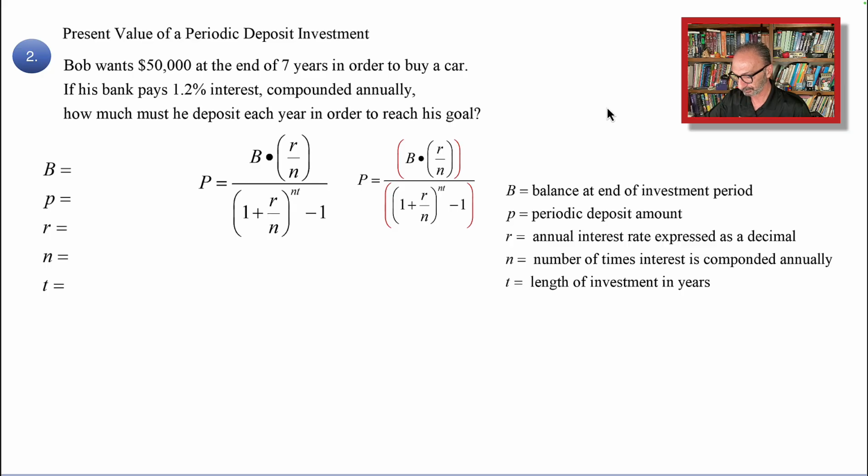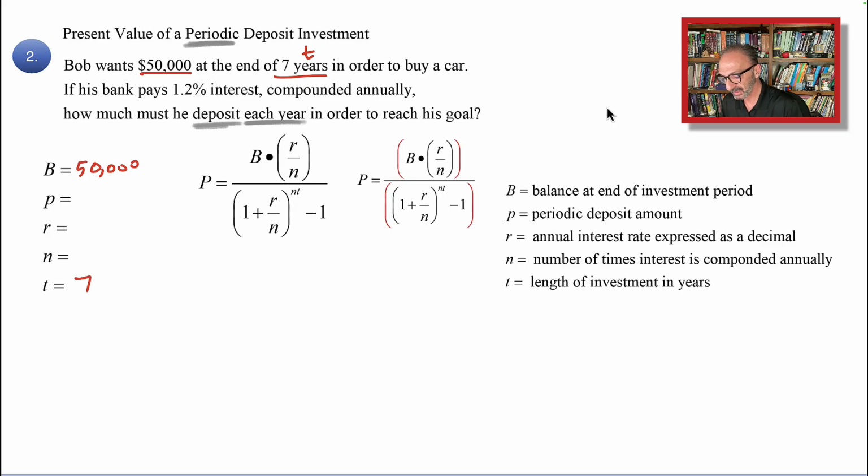Number two, present value of a periodic deposit investment. So we do have it as periodic, and that is deposit each year. Bob wants $50,000 at the end, so we have $50,000 as the balance, of 7 years, that's T, 7 years, in order to buy a car.